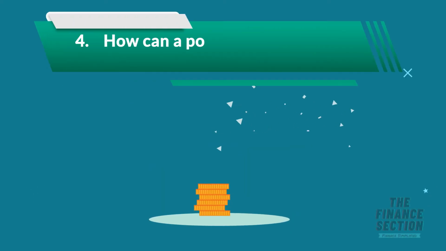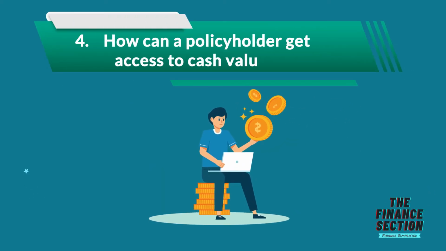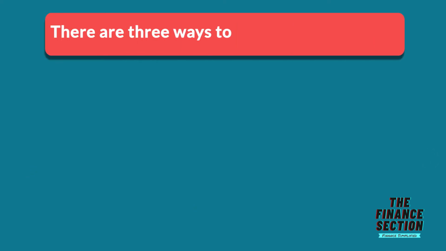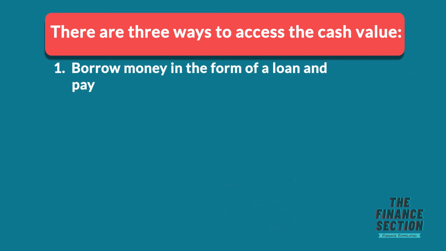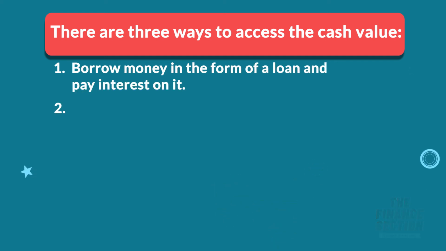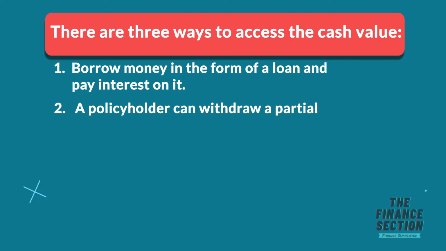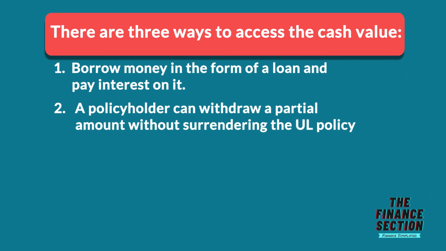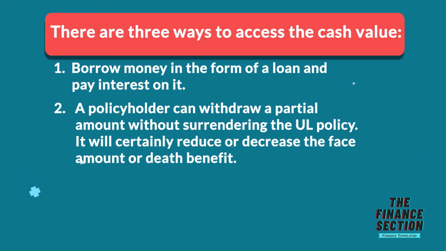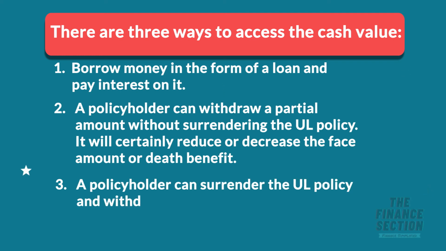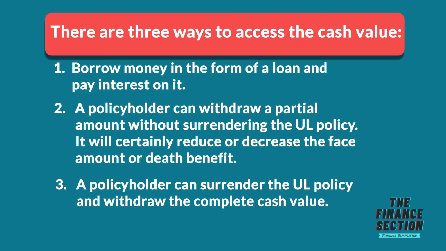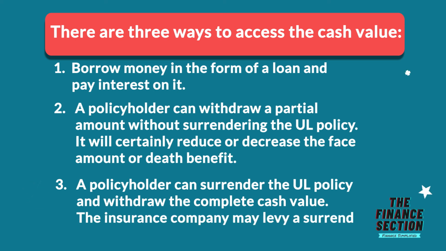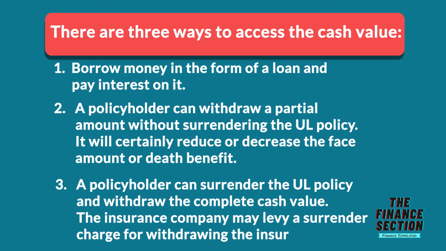4. How can a policyholder get access to cash value? There are 3 ways to access the cash value. 1. Borrow money in the form of a loan and pay interest on it. 2. A policyholder can withdraw a partial amount without surrendering the UL policy. It will certainly reduce the face amount or death benefit. 3. A policyholder can surrender the UL policy and withdraw the complete cash value. The insurance company may levy a surrender charge for withdrawing the insurance policy early.